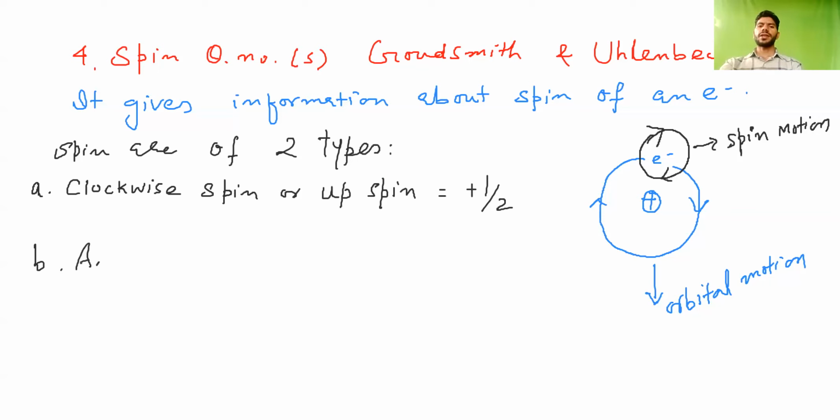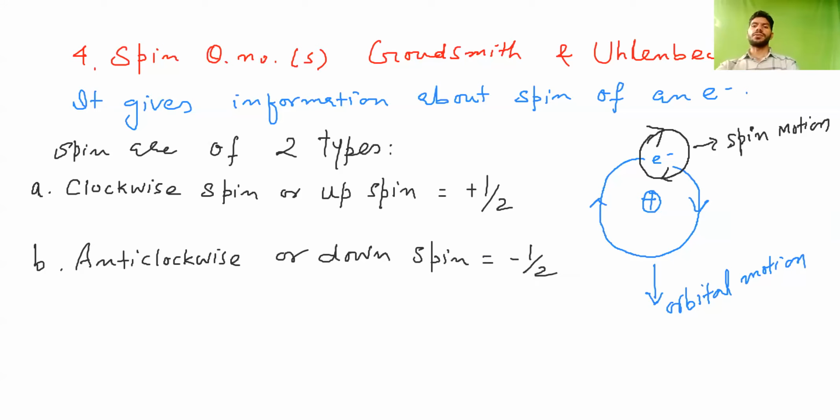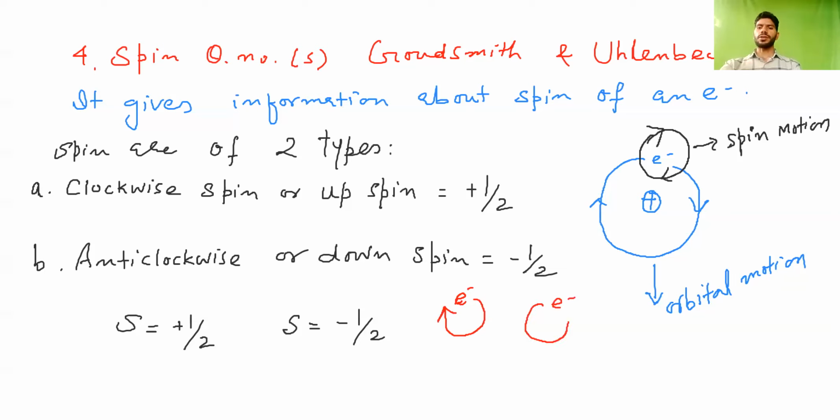And similarly, another is our anti-clockwise spin. So this is also known as downspin. And this is represented by -1/2. So spin can have only two values. Either the spin quantum number can have +1/2 value, that is the clockwise spin, upspin. And similarly, it can have value -1/2, that is downspin. For example, let's say this is the electron, and it can rotate in this clockwise direction. And similarly, it can also move in the anti-clockwise direction.